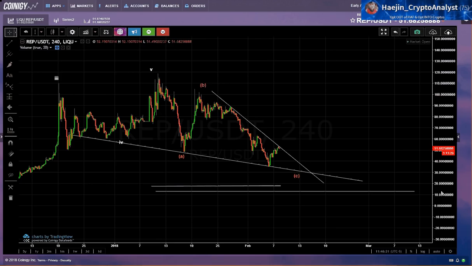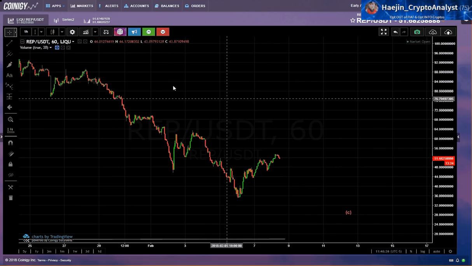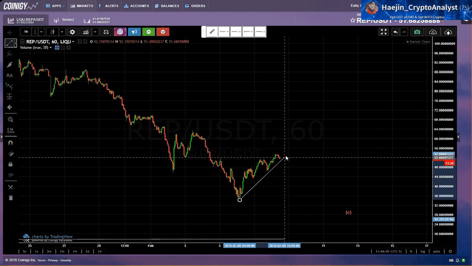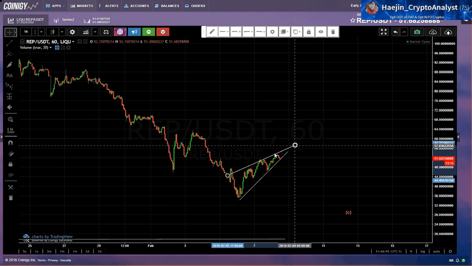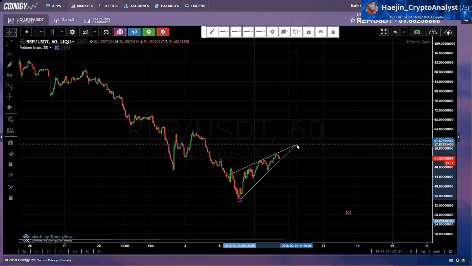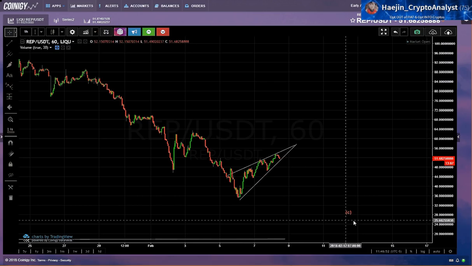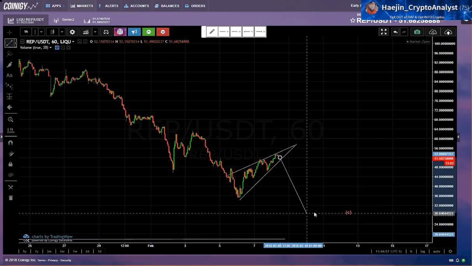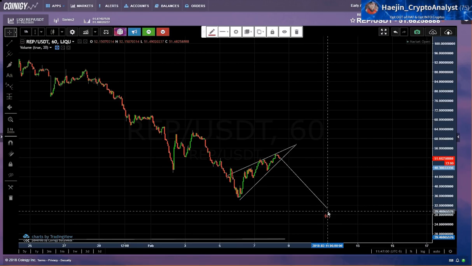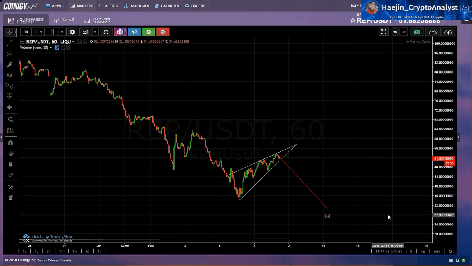Now, if we go to 1 hour, I see a bit of an upward pointing wedge forming right here as well. So the call for the one more lower low can make sense. So that'll probably be the leading primary count that I have.